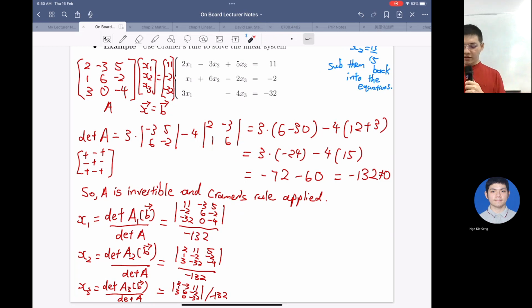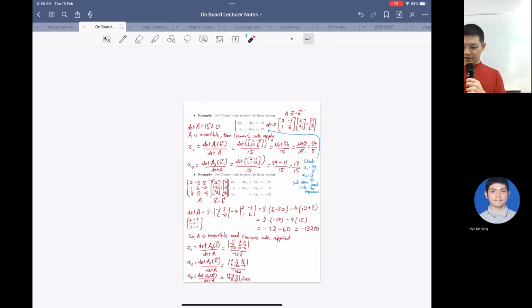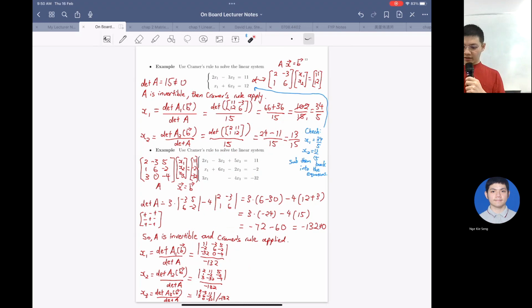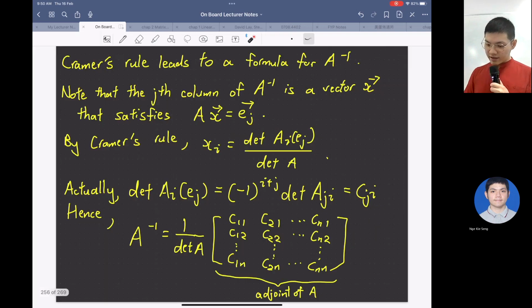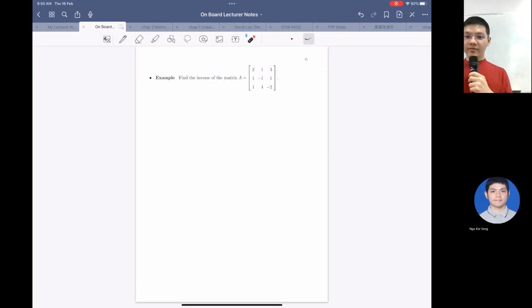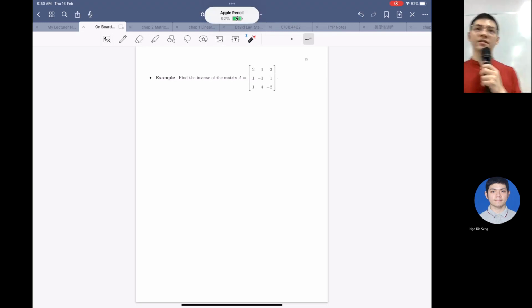Okay, and then try and finish this computation, and then check the answer together online. Okay. Since it is 9:50, how about we take a break and then we come back for the inverse.